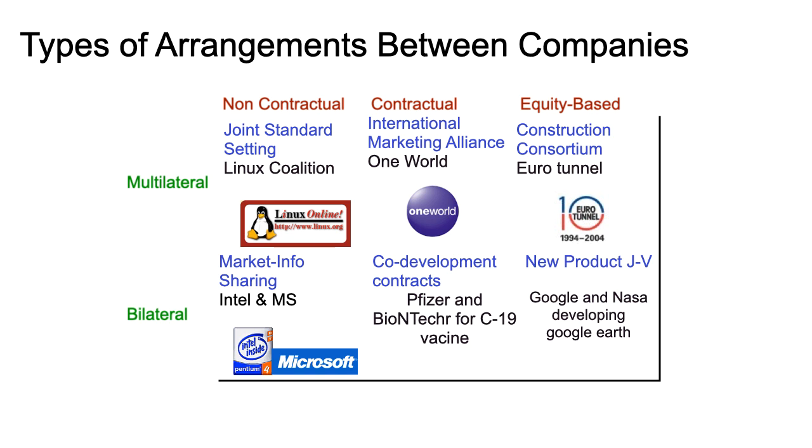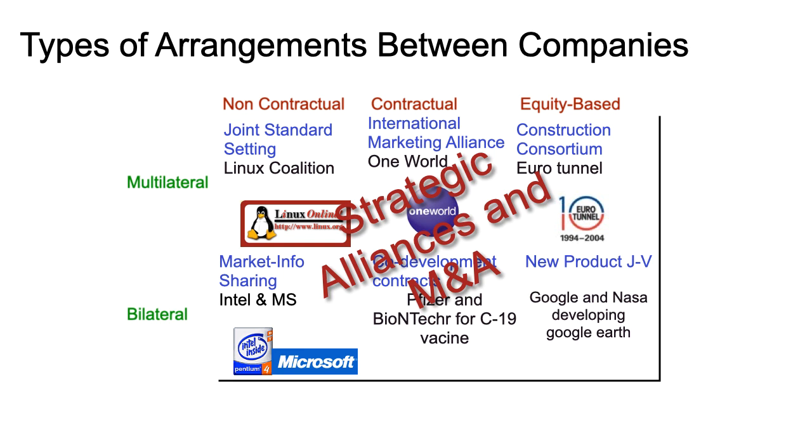Then an example of a bilateral relationship that is contractual is a recent one, the one between Pfizer and BioNTech to develop a vaccine for COVID-19. Actually, it's not the only example. Many of the pharmaceutical companies are joining forces to develop a vaccination. And finally, a bilateral relationship that is equity-based was the one formed between Google and NASA to develop Google Earth that you use every day.